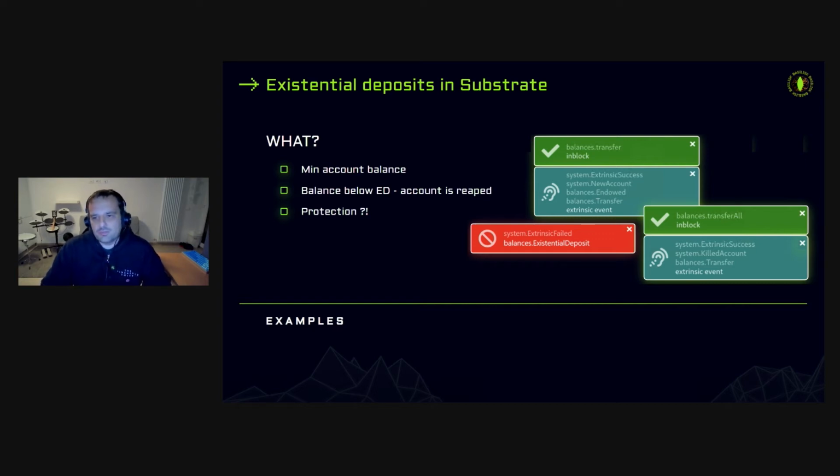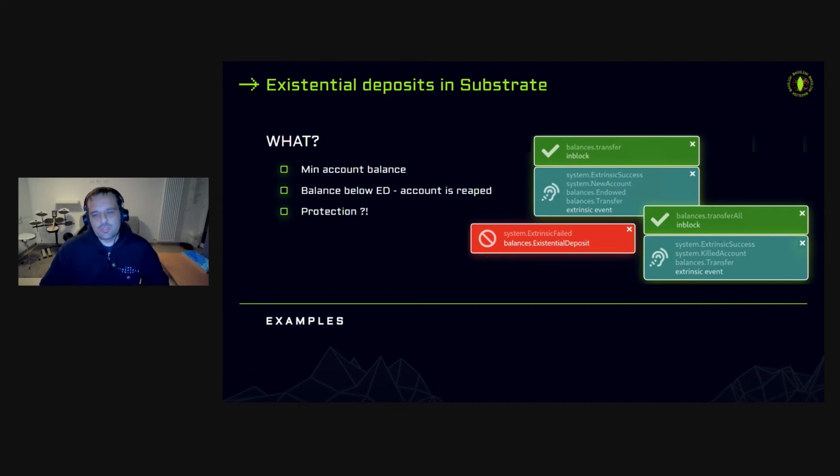If the account balance drops below the existential deposit, the remaining amount is considered low enough that it can be either transferred to another account or burned, if you like. This operation we usually call dusting, right? The remaining balance is therefore called dust.